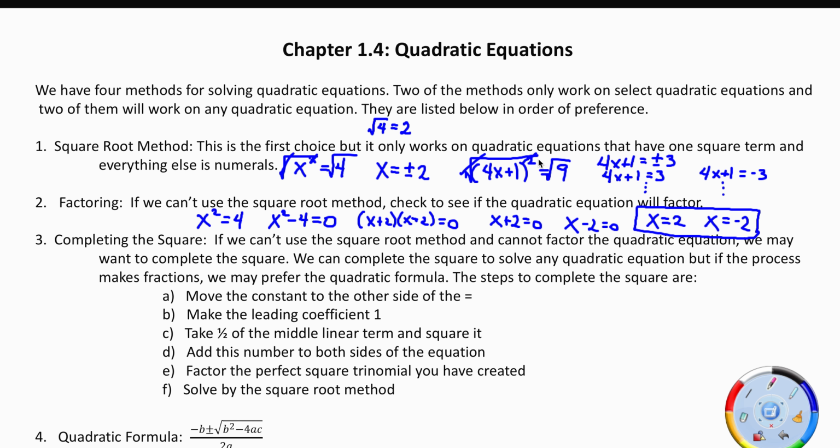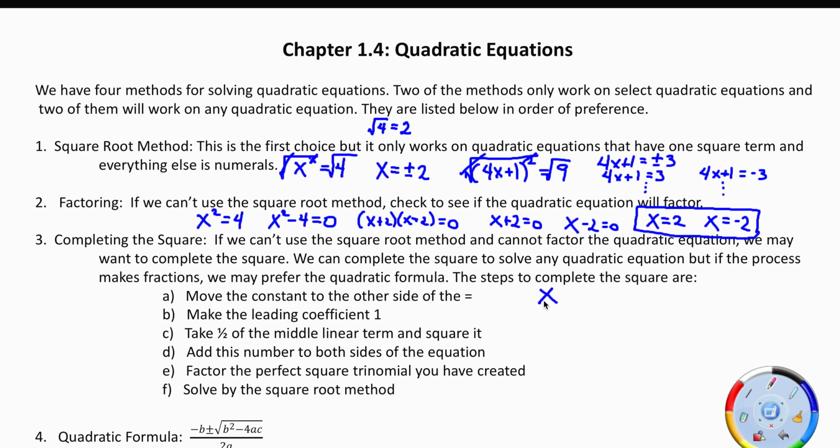So the square root method, factoring, which we expect you to already be well versed in, and then completing the square. Completing the square is useful if we can't use the square root method and it won't factor. We can complete the square to solve any quadratic equation, but if the process makes fractions, we may prefer the quadratic formula. So let's just review our steps for completing the square.